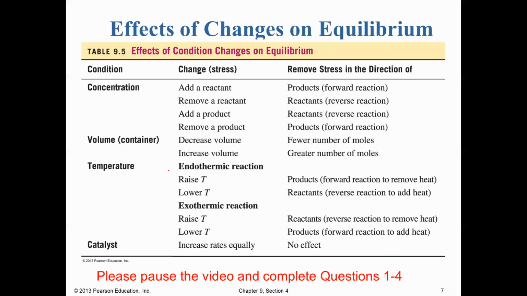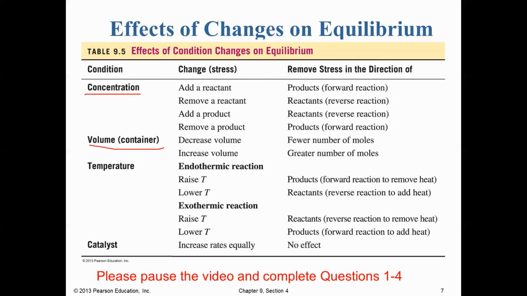All right, now let's summarize Le Chatelier's principle. We see that concentration is going to be able to cause our reaction to shift. And so what we see is that if we add a chemical, we're going to shift to use up the excess chemical we've added. And if we remove a chemical, we're going to shift to replace it.